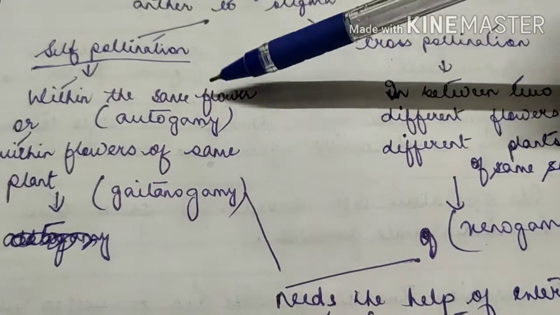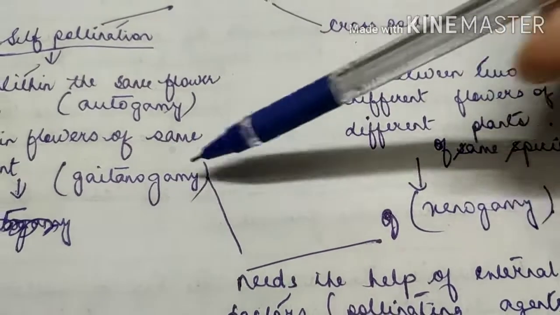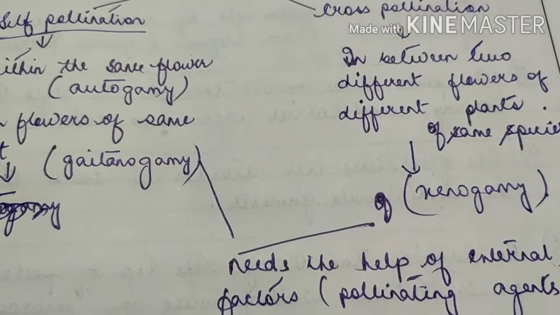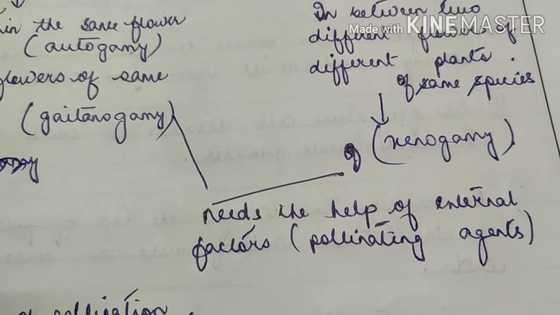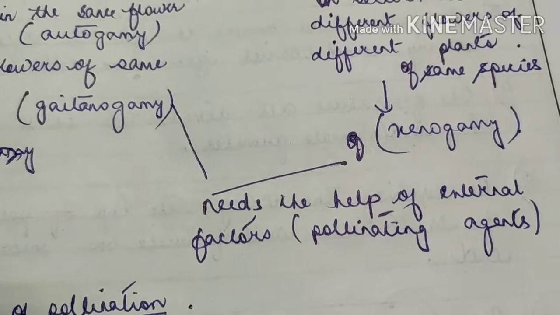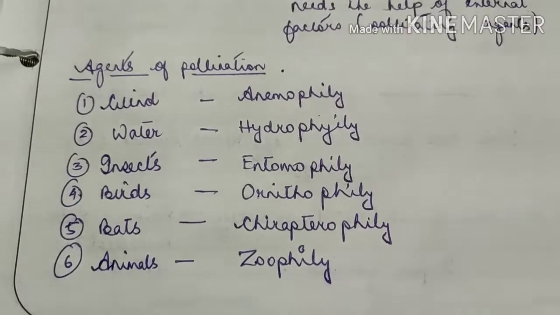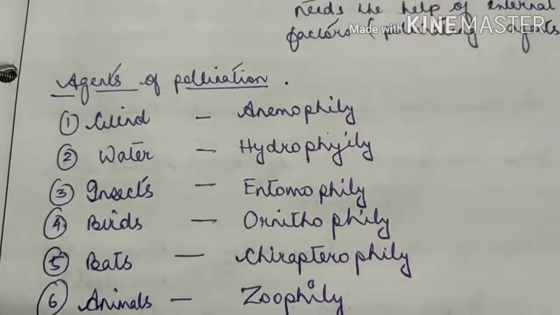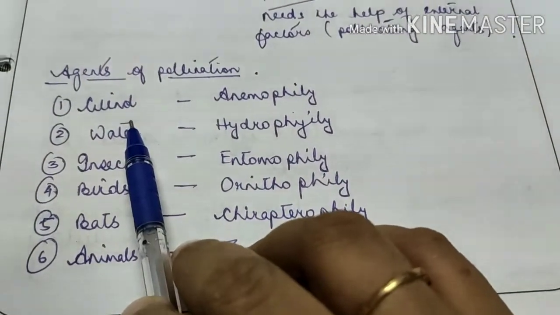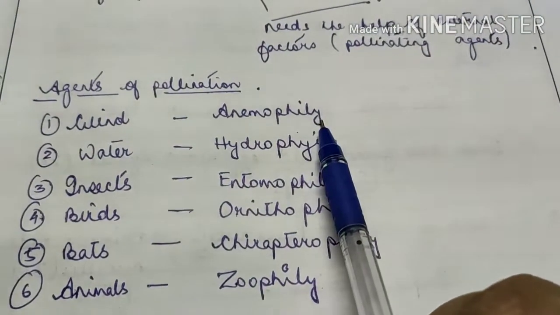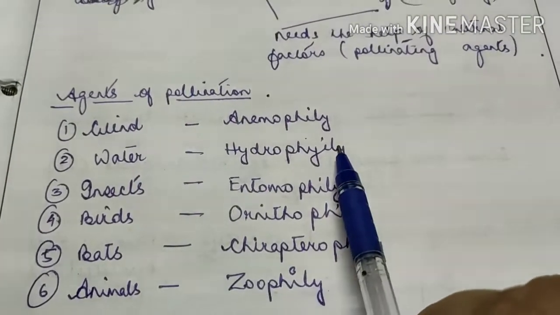Now, as we already said, autogamy can take place on its own because they are very close to each other, so very easily it can take place. But for geitonogamy and xenogamy, some other agents are needed. Some other external factors are needed which will help in the transfer of these pollen grains. Those external factors are also known as pollinating agents. There are different types of pollinating agents, and based on the type of pollinating agent, we classify pollination into different types. For example, if wind is the pollinating agent, we call this type of pollination anemophily. If water is the pollinating agent, we call it hydrophily.